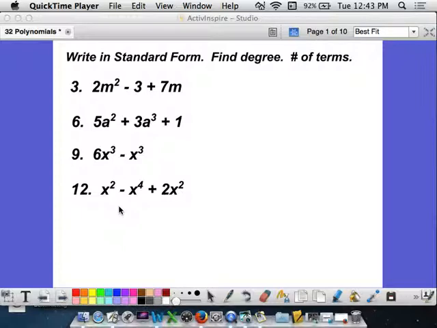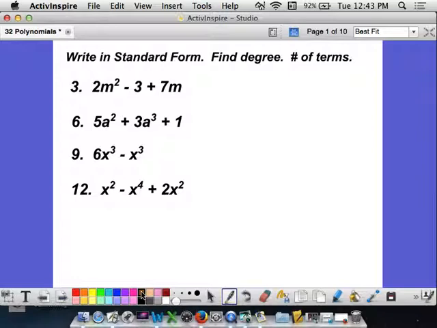If I look here at number 3, the first thing it says is write in standard form. When we write in standard form, it just means in decreasing power, from greatest exponent down to least exponent of the given variable. If there's more than one variable, it will specify which variable you're referring to. So in number 3, when I write this in decreasing power, I'm looking at m to the 2, m to the 0 where there are no m's, and m to the understood 1. So if I write that in decreasing power, this is 2m squared plus 7m minus 3.